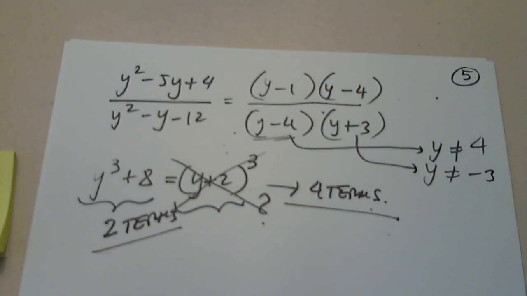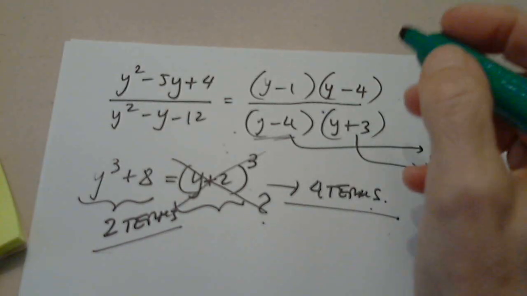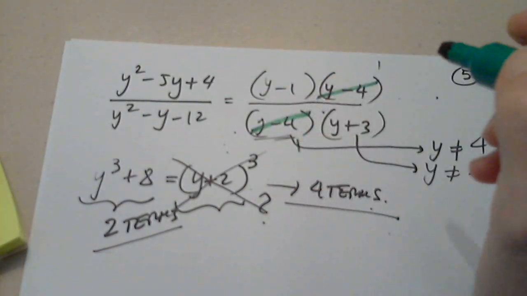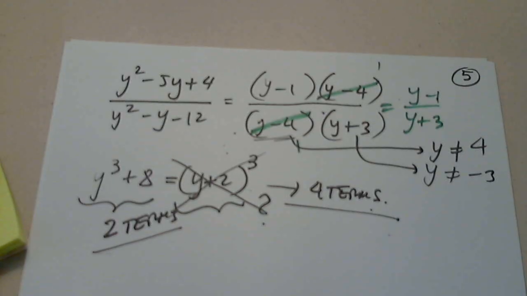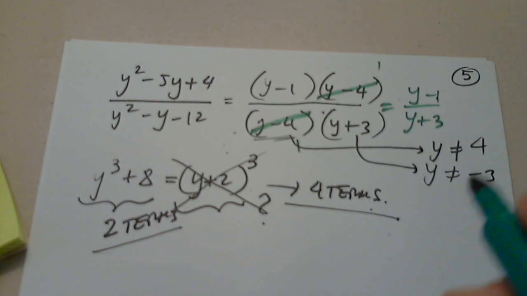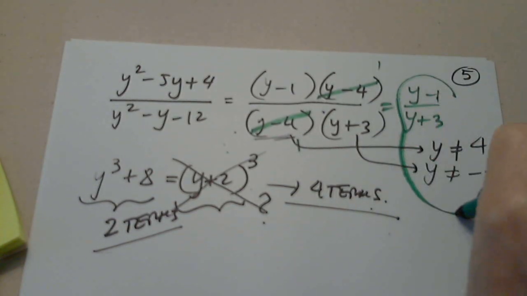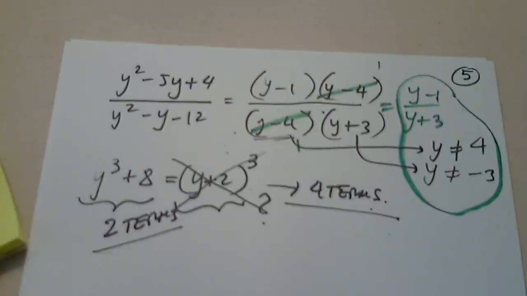Now we are allowed to simplify because we simplify only factors. And the only factor that we can simplify is y minus 4. So the simplified form is y minus 1 over y plus 3 if these conditions are fulfilled. Otherwise, the whole thing collapses.